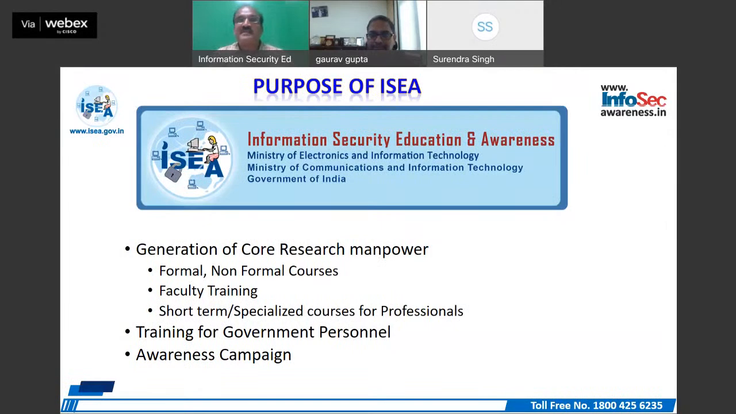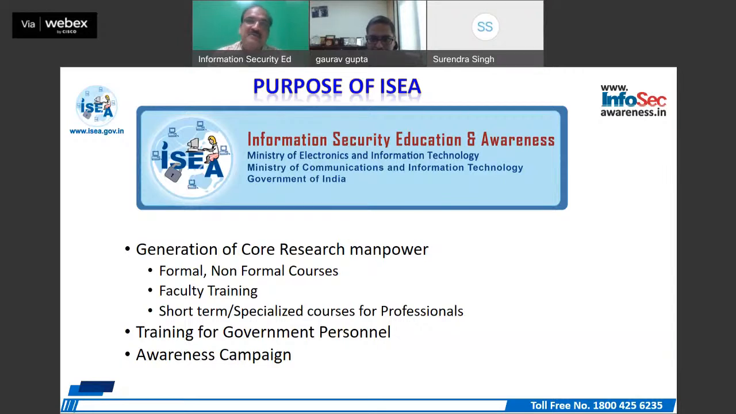To implement this, the ministry has asked Information Security Education Awareness to do this activity. This is a program by the Ministry of Electronics and Information Technology, Government of India, through the HRD division. As most people might be aware, the objective of implementing this ISEA program is to generate core research manpower.